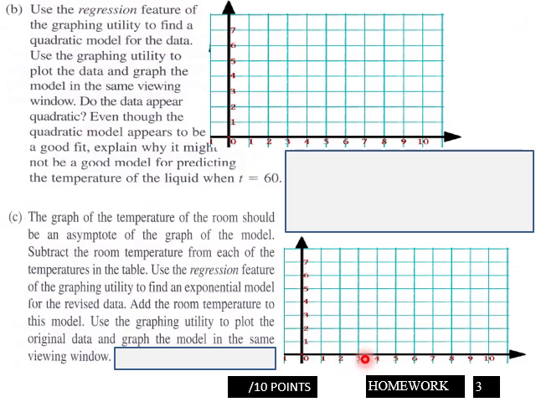On page 3, you got an extension of the previous page, this time using a quadratic model. And then down here, asymptotes. Use regression. Use the graphing calculator to plot the original data, and graph the model in the same viewing window. So original data and model here. If you find an asymptote, put that in here too. Same thing here, where they ask you, do the data appear to be quadratic? Put your response there. Page 3 is 10 points.